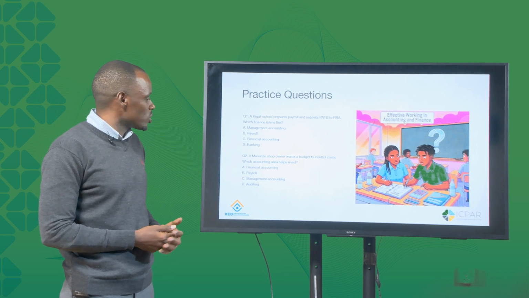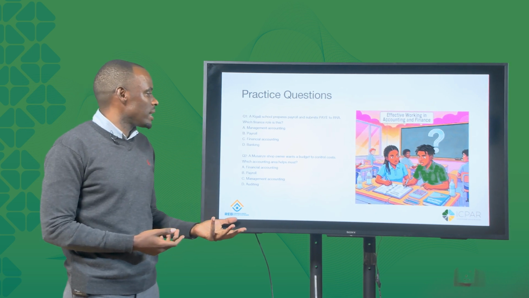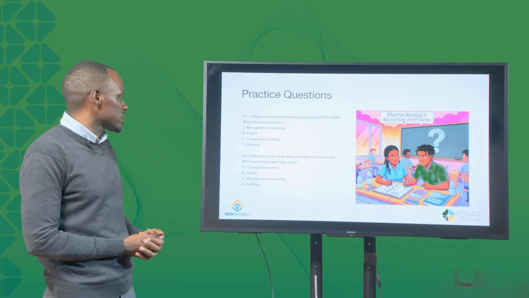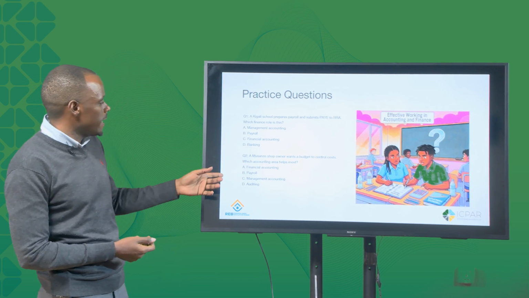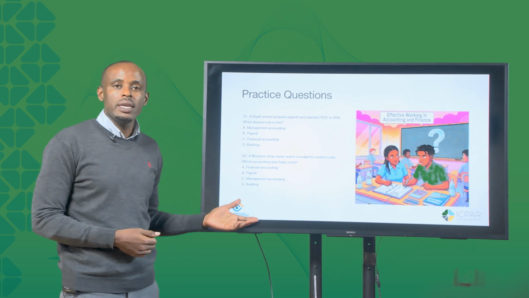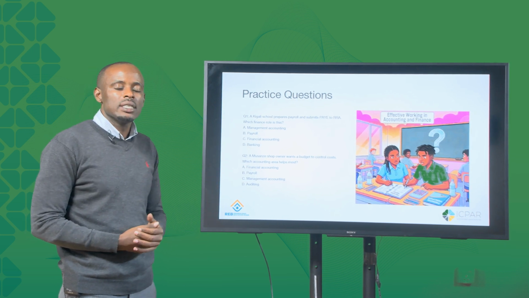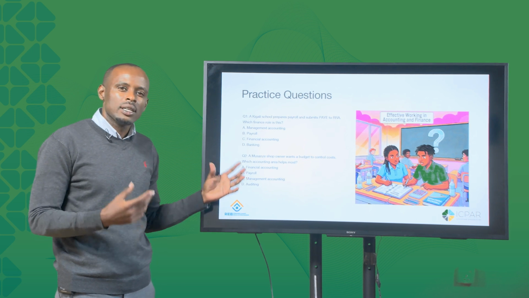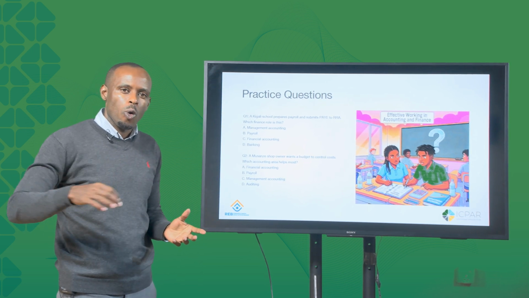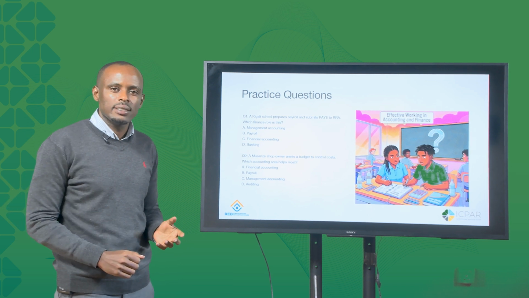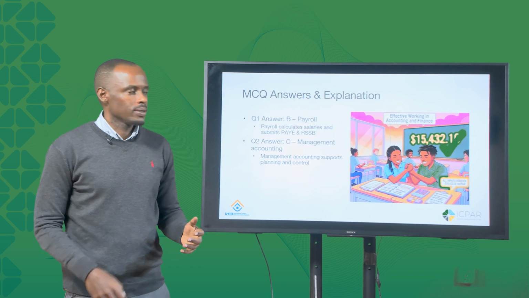Let's go to question number 2. Question number 2 says, a Musanze shop owner wants a budget to control costs. Which accounting area helps most? A, financial accounting. B, payroll. C, management accounting. D, auditing. Again, try to understand the question. Note down whether it is A or B or C or D. Once you're done, you can now continue with the rest of the video.